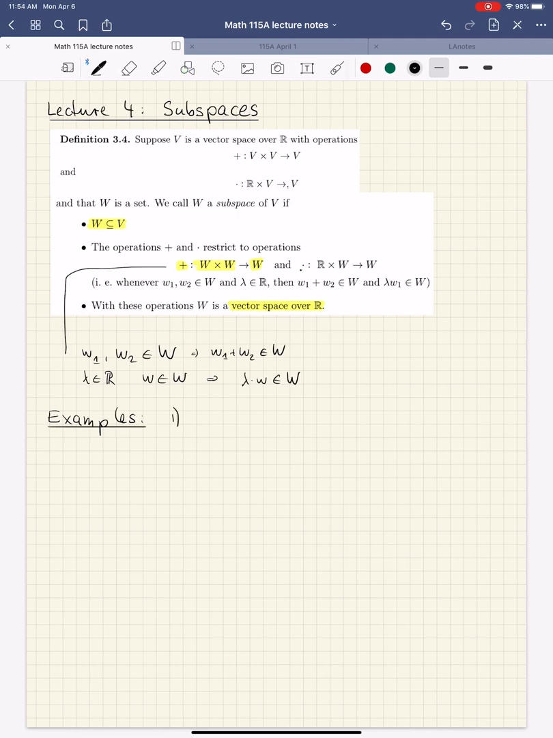So first, let us take a set which is a subset of R2. So this, for example, where we restrict to all tuples in R2 which are of the form something comma 0, is a subspace of R2.